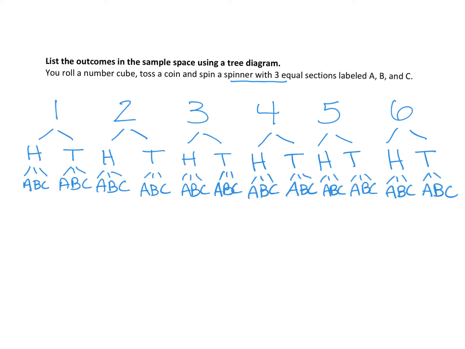All right, so now all of our outcomes have been listed, and so then we need to count them up, and that would tell us the number of outcomes we could have by rolling the number cube, then tossing the coin, and spinning the spinner. And in counting all of these up, I would have 36 total outcomes.